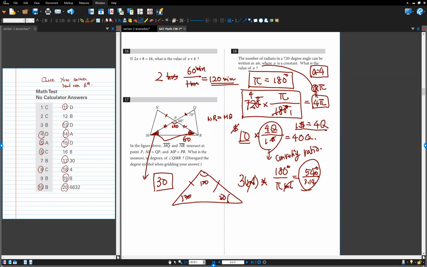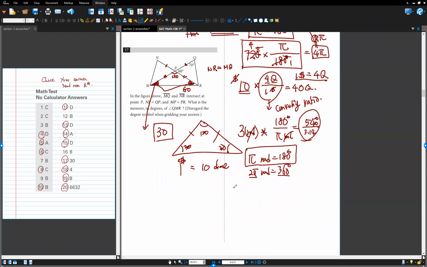So you remember pi radian equals 180 degree. Someone used 2 pi radian because 2 pi radian is 360. But this one is divisible by 2, better use this one. Okay, this converting ratio, $1, 10 times, this is a converting ratio. All right, that is number 18.